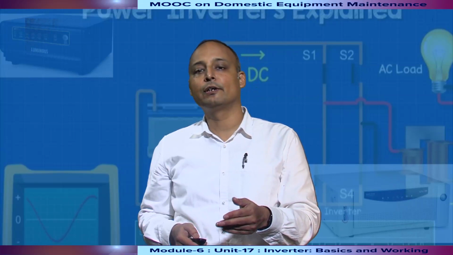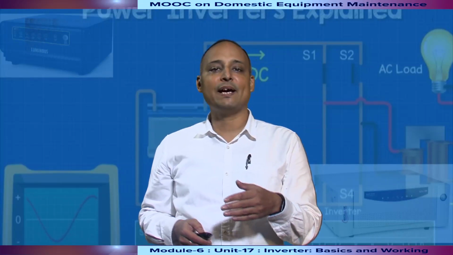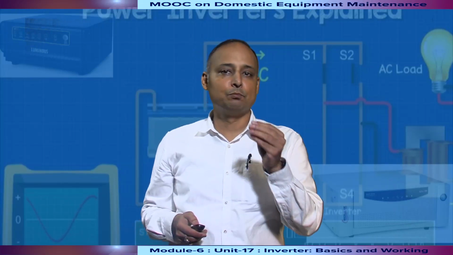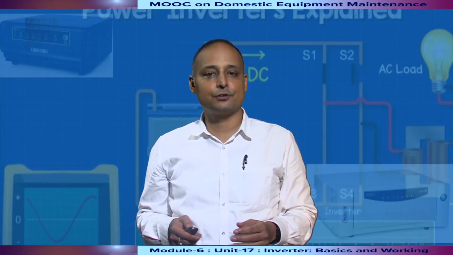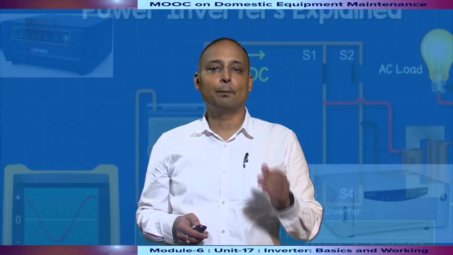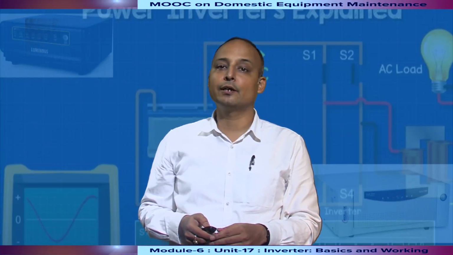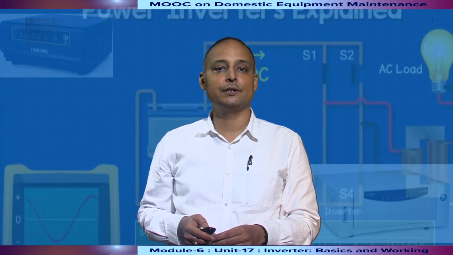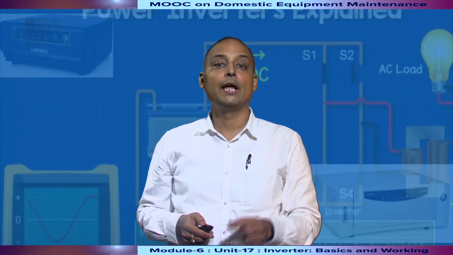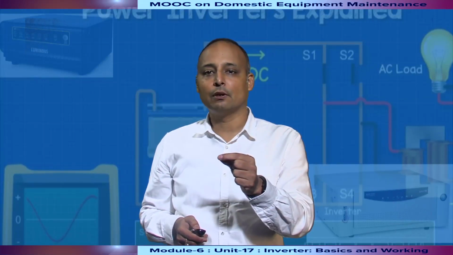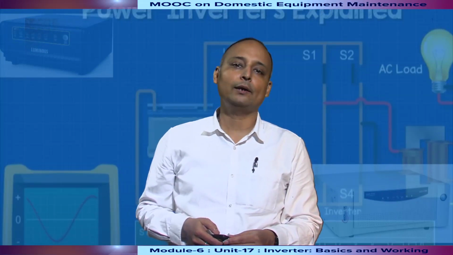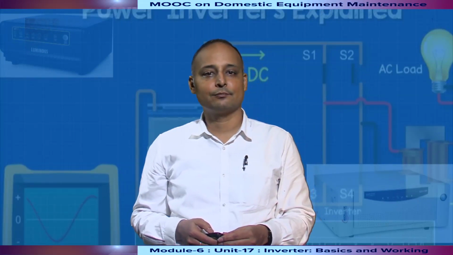The output filter is a network of capacitors and inductors that smoothen out the AC signal and reduce any noise or distortion. The power stage is crucial in determining the quality of the AC output waveform. It ensures that the output is clean, stable, and suitable for all types of appliances.